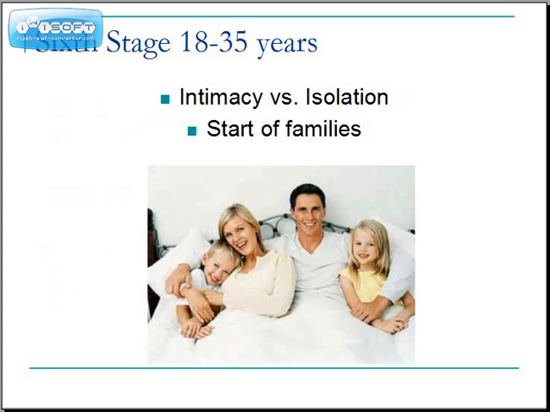Stage 6 deals with ages 18 to 35. The major conflict of this stage is intimacy versus isolation. During this time, a person begins to settle and want to start a family. Oftentimes, failing to find a romantic partner at this stage causes people to have isolation from others.